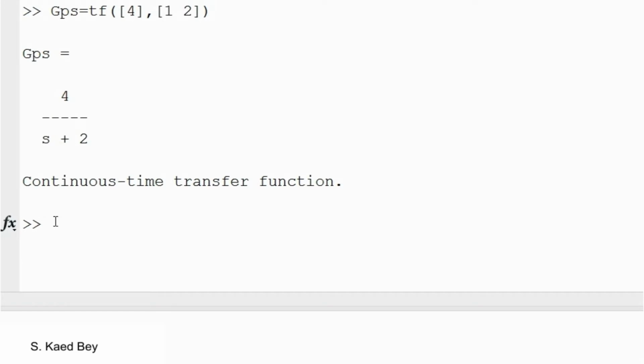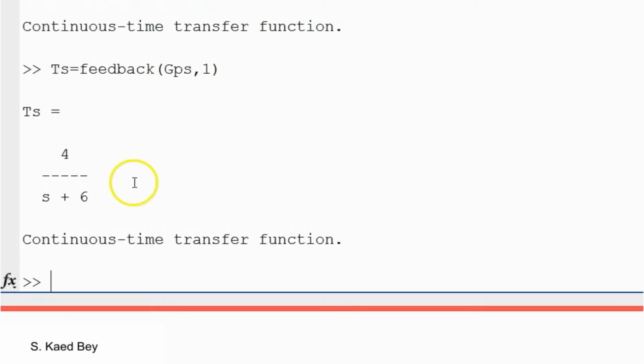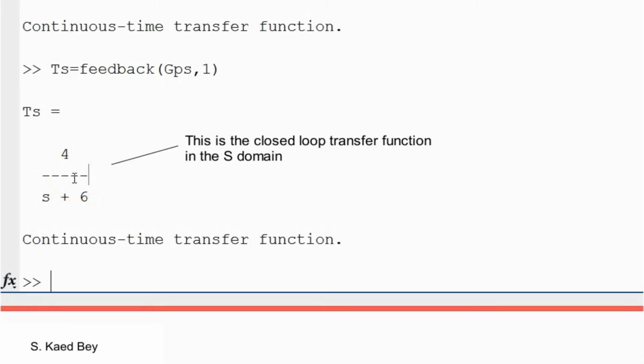If we assume capital T is our closed-loop transfer function in the S domain, then this can be found as, and this is the same as obtained with hand calculation as shown in the previous video.